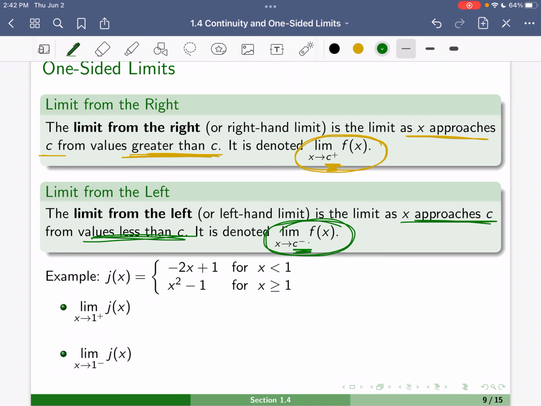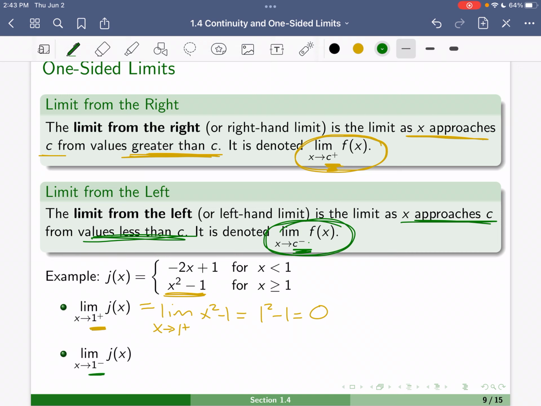So if we were to evaluate this limit, we have a limit of j of x as x approaches 1 from the positive side. So 1 plus a little bit more, so we're getting closer to 1, but with values a little bit bigger than 1, so we're approaching from the right-hand side. When approaching from the right, the piece where we have values larger than 1 is this piece of the function. So it's the limit as x approaches 1 from the right of x squared minus 1. We can do direct substitution there, and we get 0, which is great.